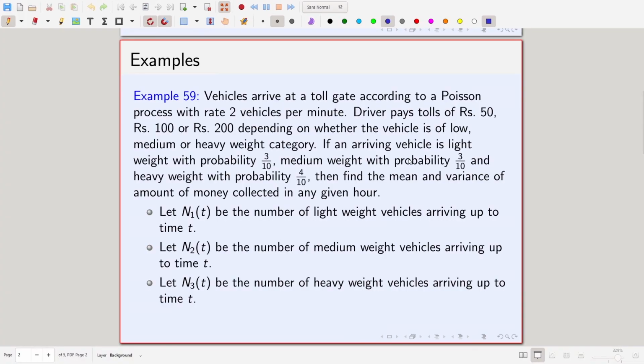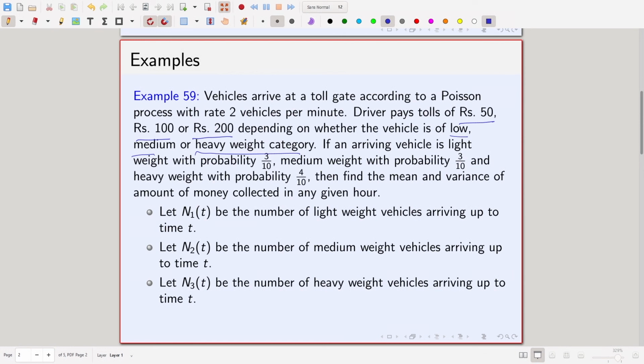So let us start. Here is the first problem. Vehicles arrive at a toll gate according to a Poisson process with rate 2 vehicles per minute. The driver pays tolls of rupees 50, rupees 100 or rupees 200 depending on whether the vehicle is of low, medium or heavyweight category. So vehicles are of three categories, namely low, medium and heavy. If the vehicle is of low weight category, then the driver pays a toll of rupees 50. If it is medium, then rupees 100, and if it is heavy, then rupees 200.